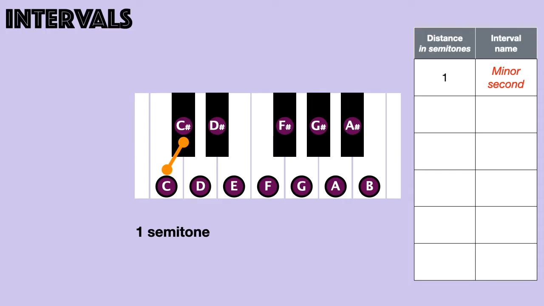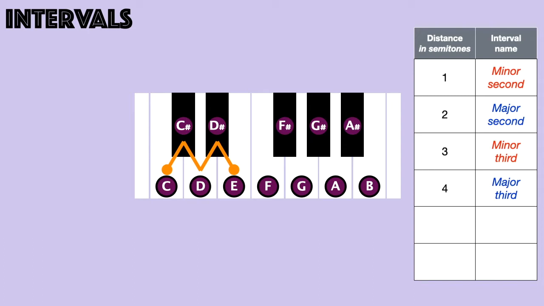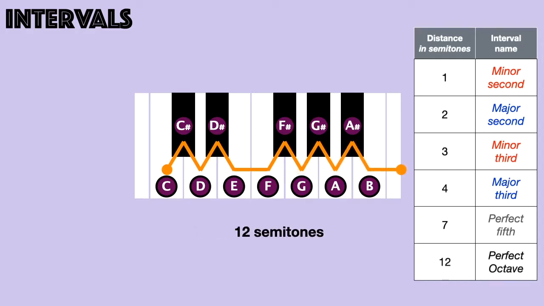Depending on the number of semitones between 2 notes, the interval between those notes have a different name. For 2 semitones distance, the interval is called major second. For 3 semitones distance, it is a minor third interval. 4 semitones, a major third interval. 7 semitones distance, a perfect fifth interval. And for 12 semitones distance, the interval is called perfect octave. These are just some of the most common intervals, but really any number of semitones between 2 notes will correspond to a particular interval name.